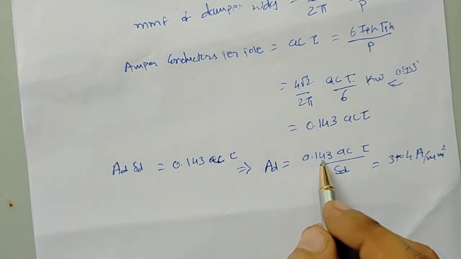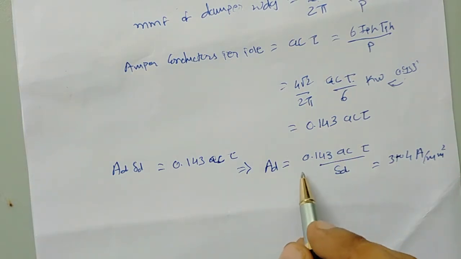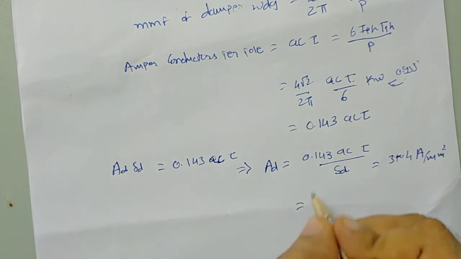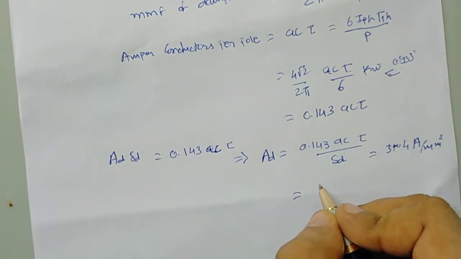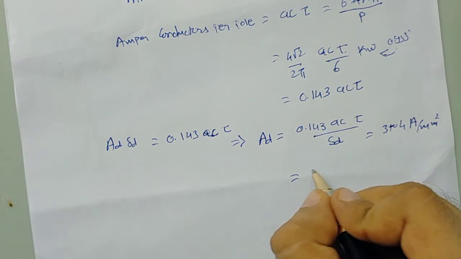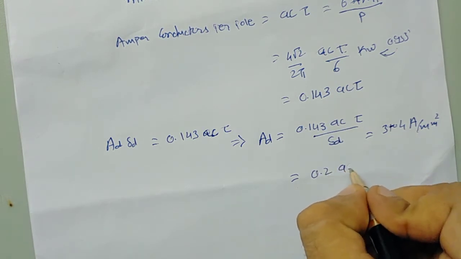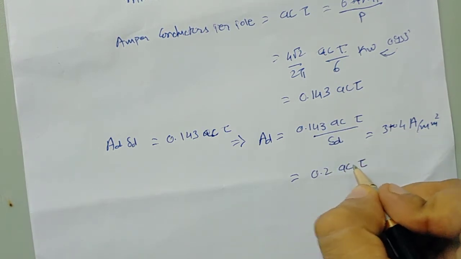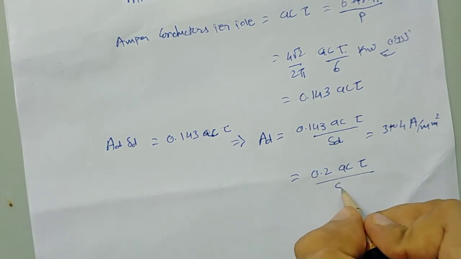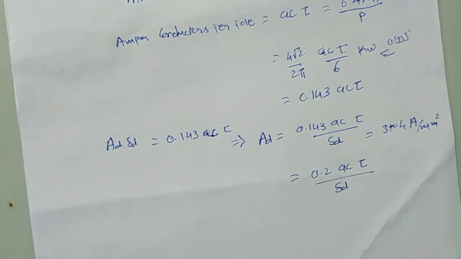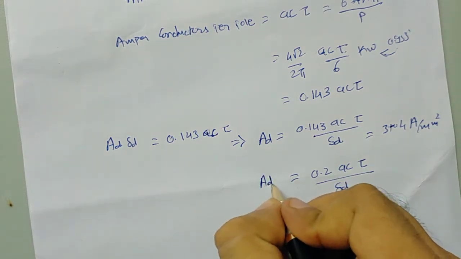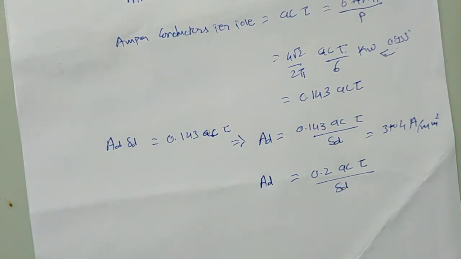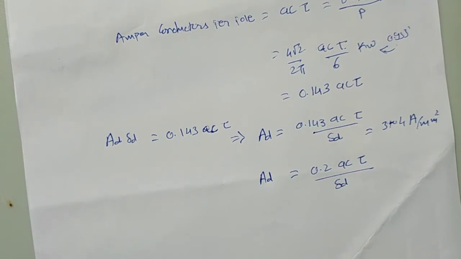This equation is not giving you the exact value, so the modification is done like 0.2 ampere conductor into tau divided by delta D. So this will give you the total area of your damper bars. Now, the length of a damper bar.